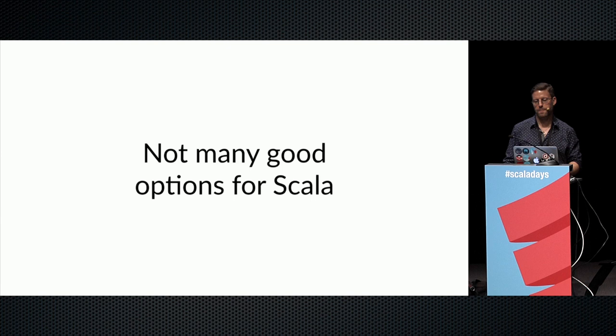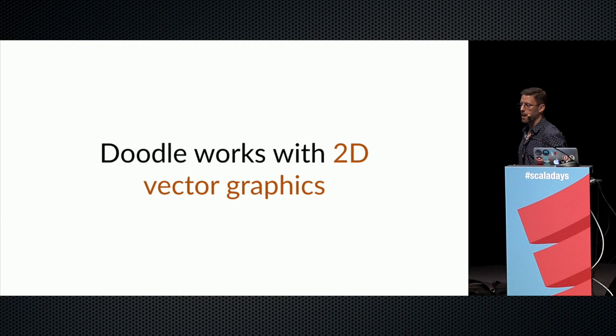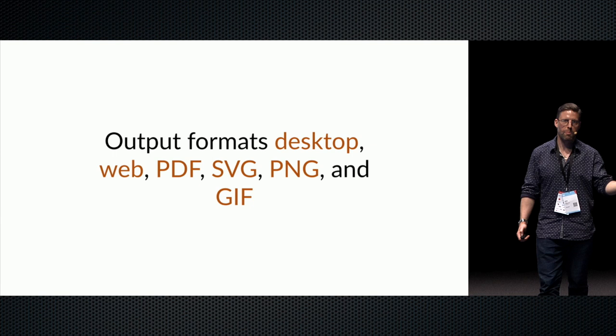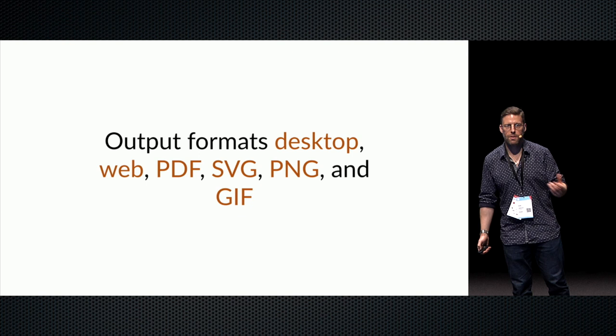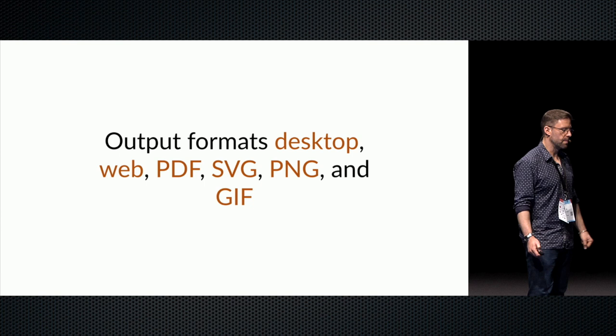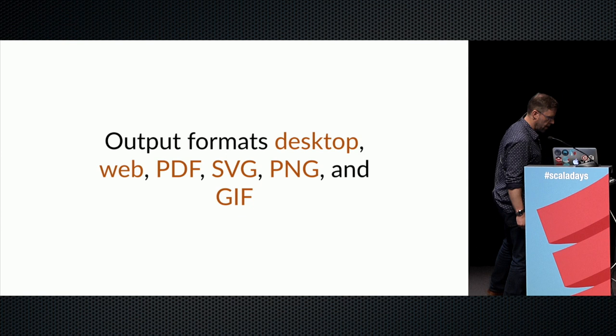So Doodle works with 2D vector graphics, and you can output in a bunch of different formats. You can just render direct from the Scala console, the REPL, using the Java 2D framework, so there's no need to go to a web browser or anything like that. You can render it in a web browser if you want, using Scala.js, rendering to SVG at the moment. You can output hard copies in PDF, SVG, PNG, and GIF or GIF, depending how you prefer to pronounce it. So the majority of the pictures in this presentation were created with Doodle. And I will point out most of them. I guess I'll point them out when they're not.